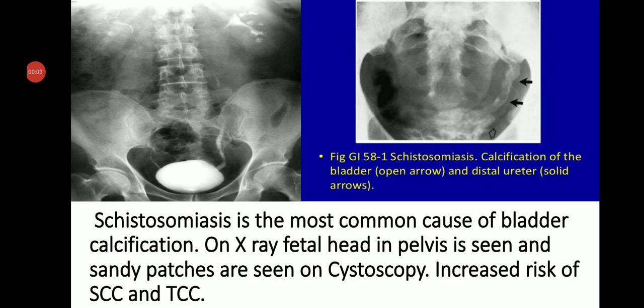Schistosomiasis is the most common cause of bladder calcification. On X-ray, a fetal head in the pelvis is seen, and sandy patches are seen on cystoscopy. There is an increased risk of squamous cell carcinoma and transitional cell carcinoma.